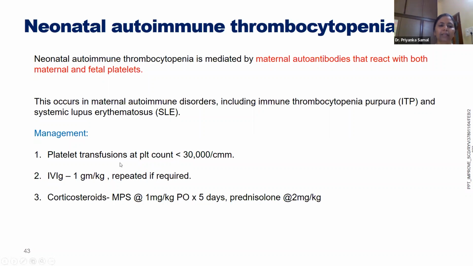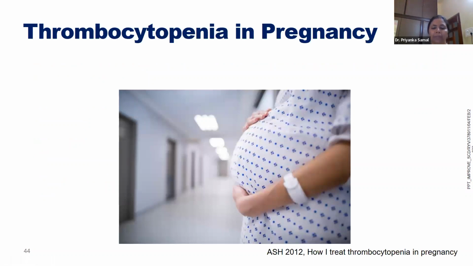So how do we manage that? Again, platelet counts, if less than 30,000, need platelet transfusion. IVIG is very good. And we know that in autoimmune cases, there is a very important role of steroids. We can give methylprednisolone or prednisolone at the dose appropriate for neonates.